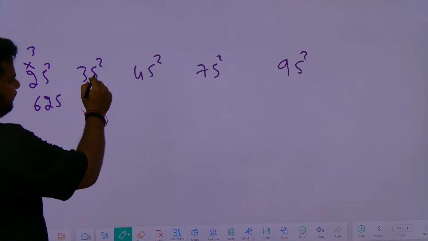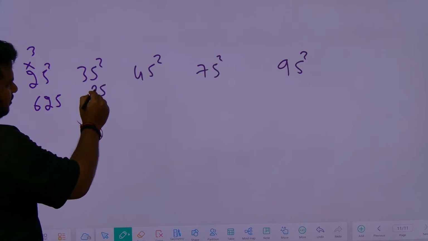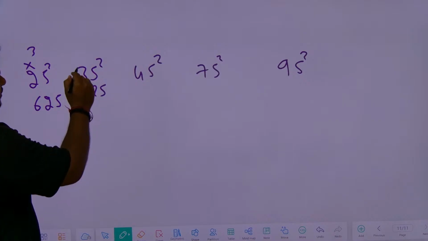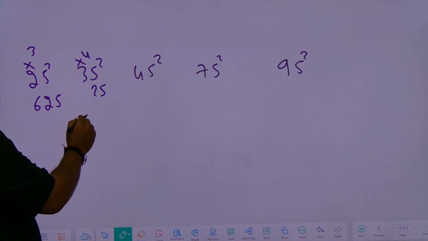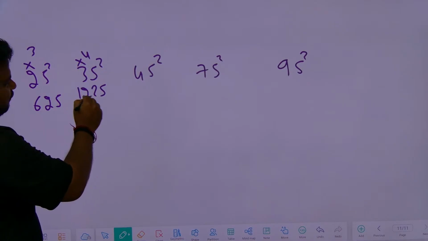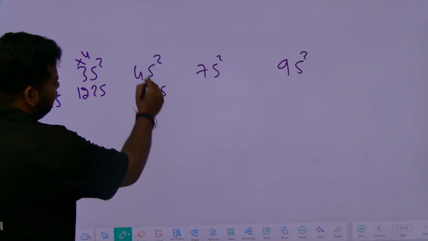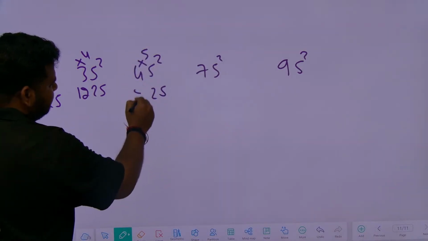So 35 square: what will you write? 5 square is 25, ending you will always write 25. This will be 3 followed by the next number, 4. 3 4s are 12. So 1225. For 45 square: 5 square is 25, and 4 followed by the next number 5, 4 5s are 20. So 2025.